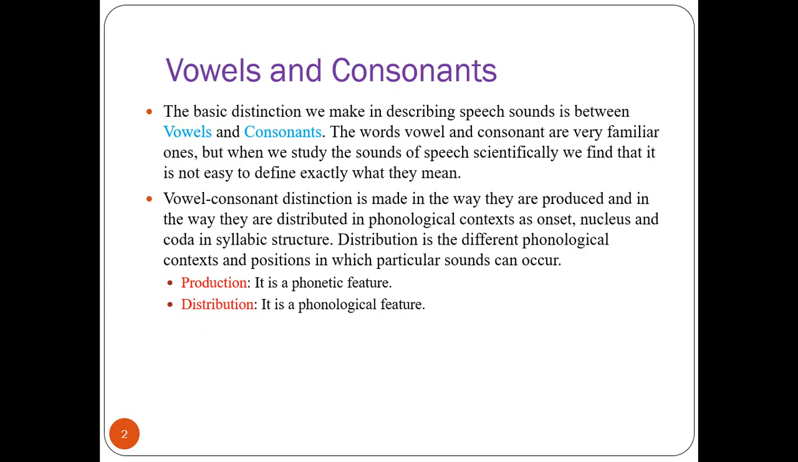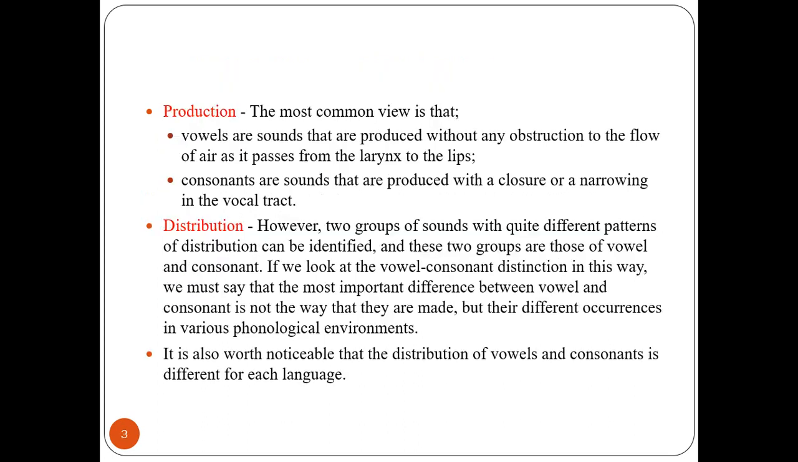Sometimes a sound may be called a vowel because of the way that it is produced, but the same sound may also be treated as a consonant when we talk about distribution. So the final thing would be that of distribution, how they occur in a certain phonological environment. Like vowels may only occur as nucleus in the syllable. Consonants may occur as onset or as coda. That's the very phonological feature based on which we can classify speech sounds into vowels and consonants.